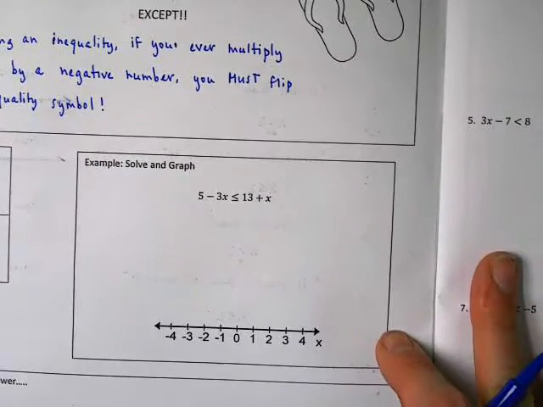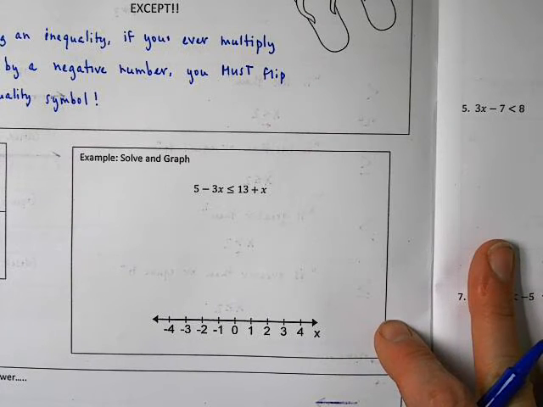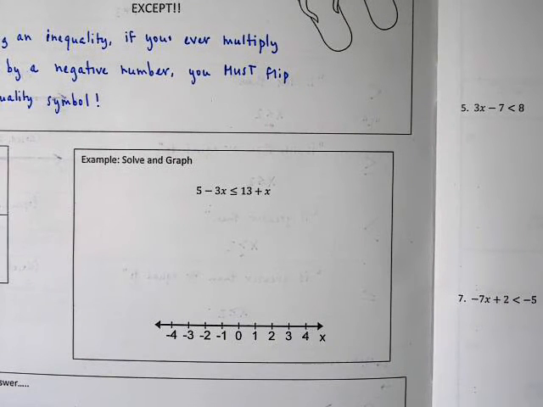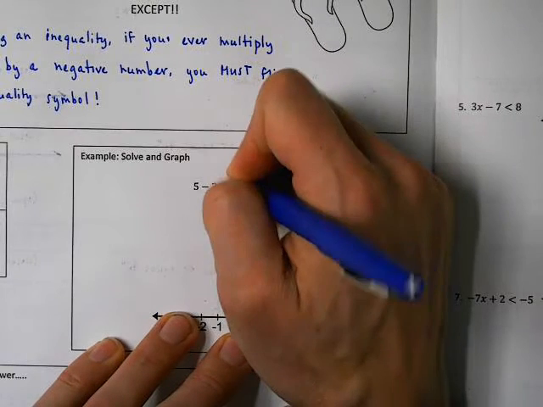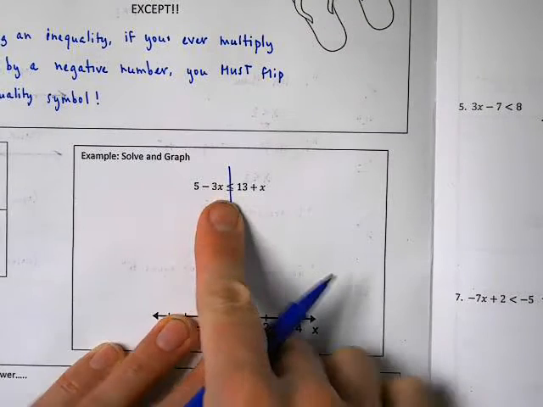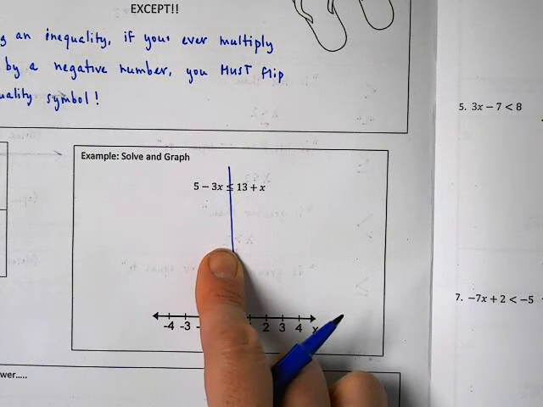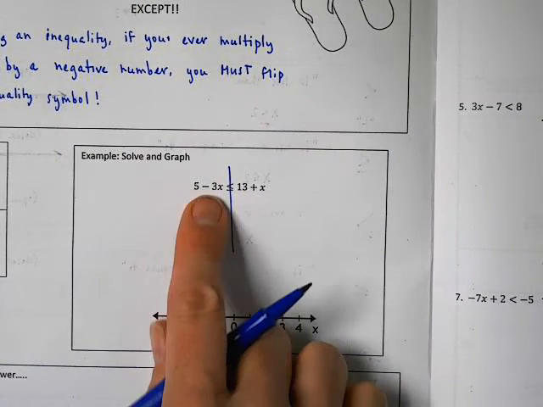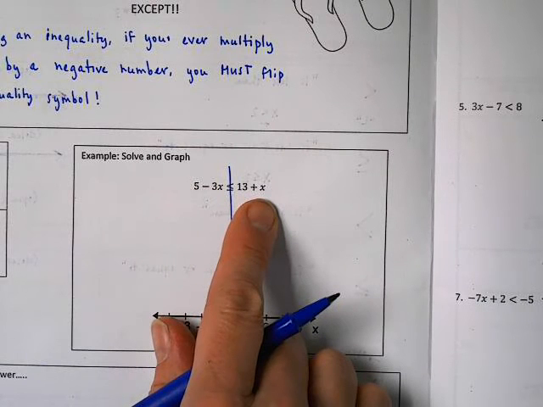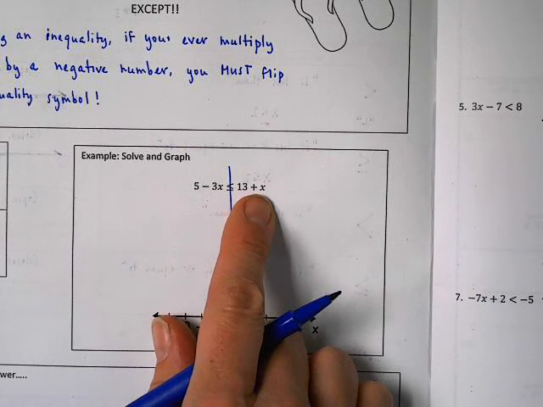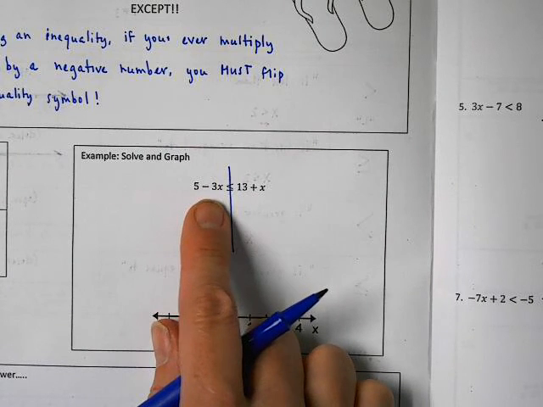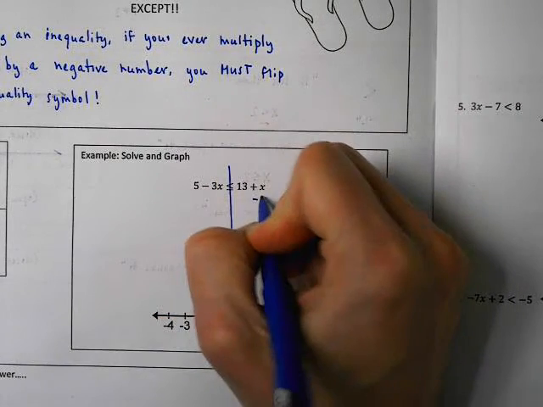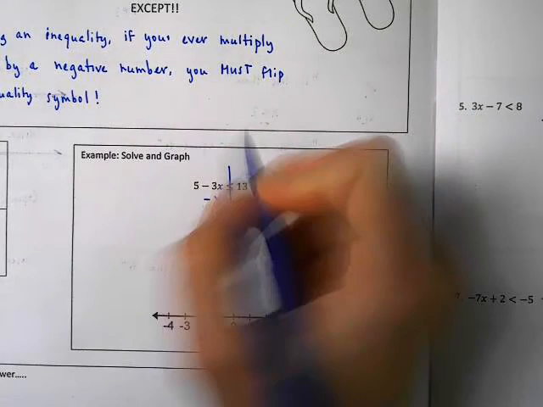So my example says to solve and graph this inequality. Now, again, our steps are going to look really familiar from when we were solving equations. So I still draw my line. Instead of drawing it through the equal sign, I'm drawing it through the inequality symbol. And so I notice in this example I have variables on both sides. So my job first is get all my variables to one side. And I like to move them to the left. So I'm going to move this x over by subtracting from both sides.